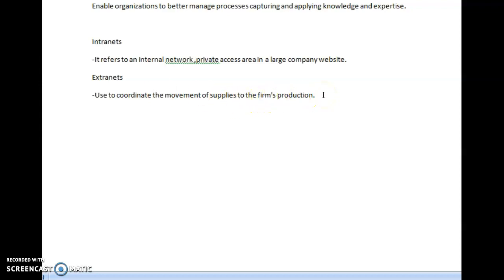Okay, that's all from Chapter 2, Global E-Business and Collaboration, under 2.2, Systems for Linking the Enterprise.